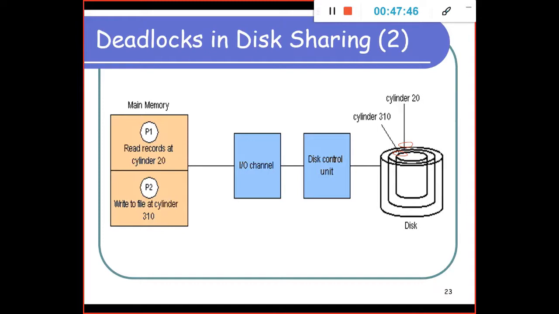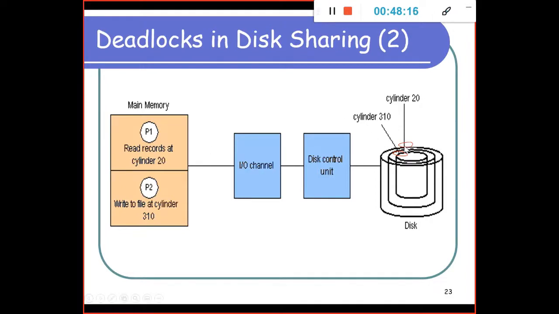Since the last command from P2 had forced the arm to cylinder 310, the disk control unit begins to reposition the arm to cylinder 20 to satisfy P1. The input output channel will be released because P1 is once again put on hold, so it could be captured by P2, which is a write command, only to discover that the arm mechanism needs to be repositioned. As a result, the arm is constantly moved back and forth.